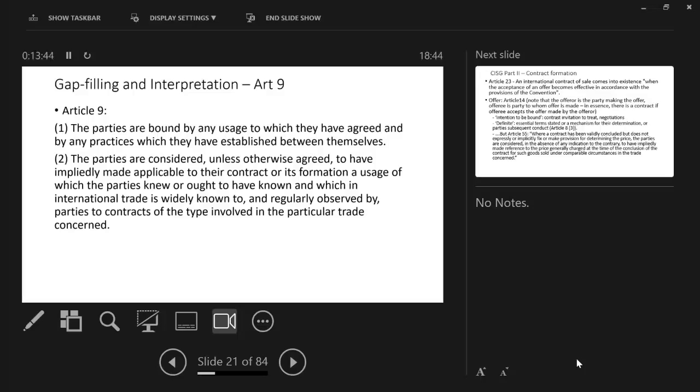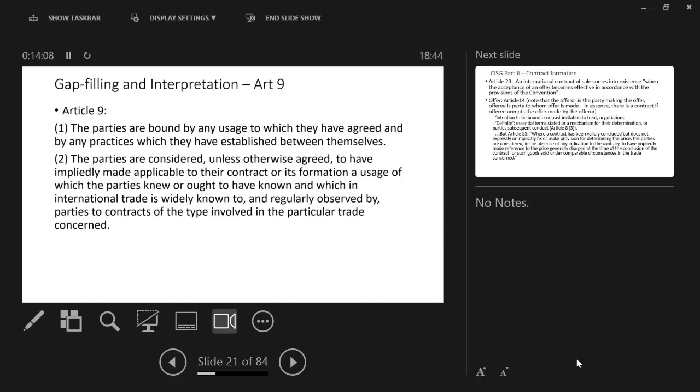Parties are considered, unless otherwise agreed, to have impliedly made applicable to their contract or its formation a usage of which the parties knew or ought to have known, and which in international trade is widely known to and regularly observed by parties to contracts of the type involved in the particular trade concerned.